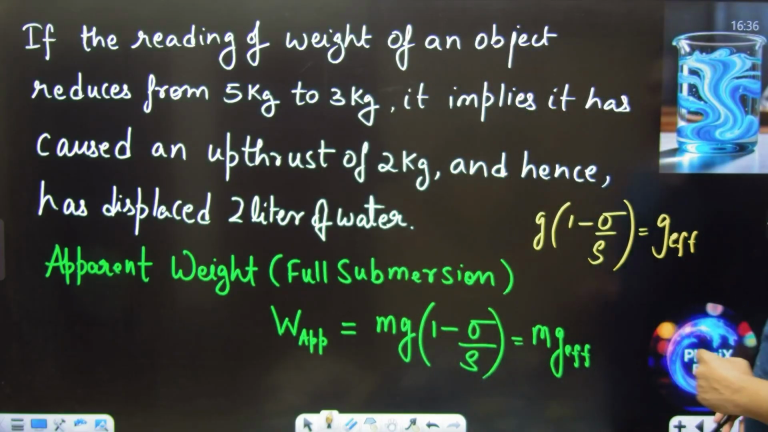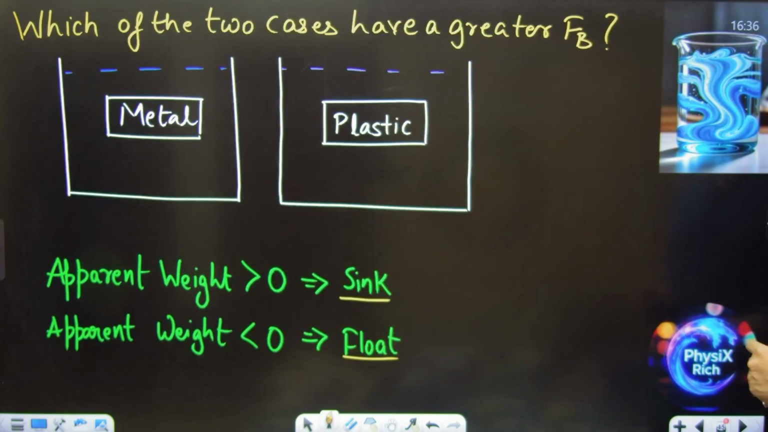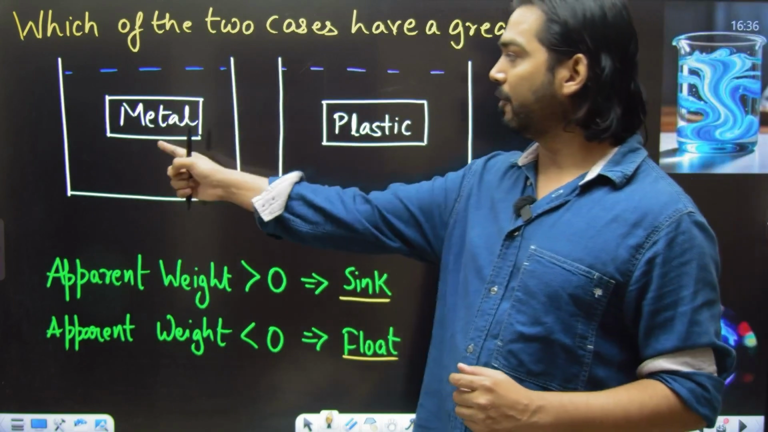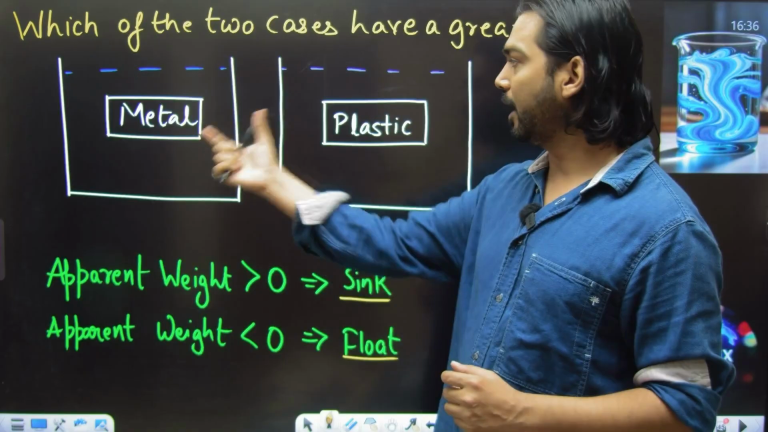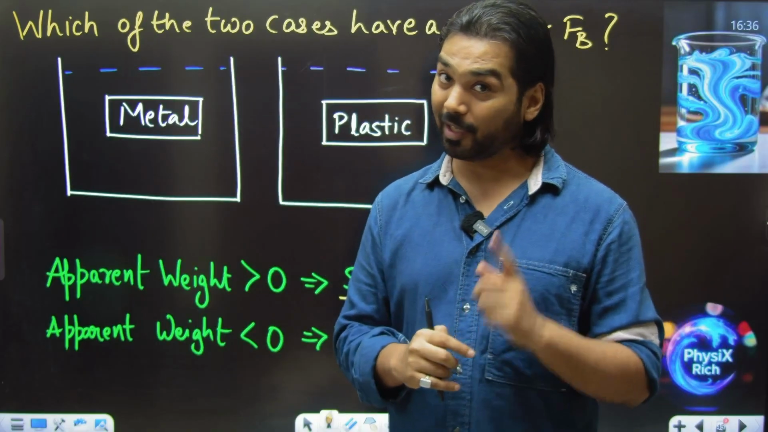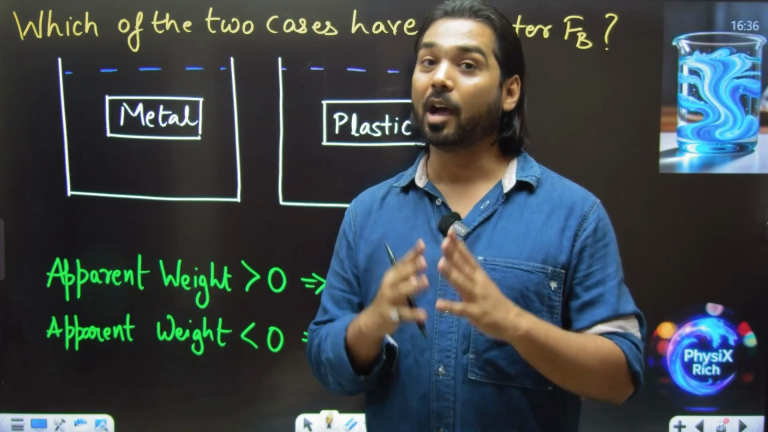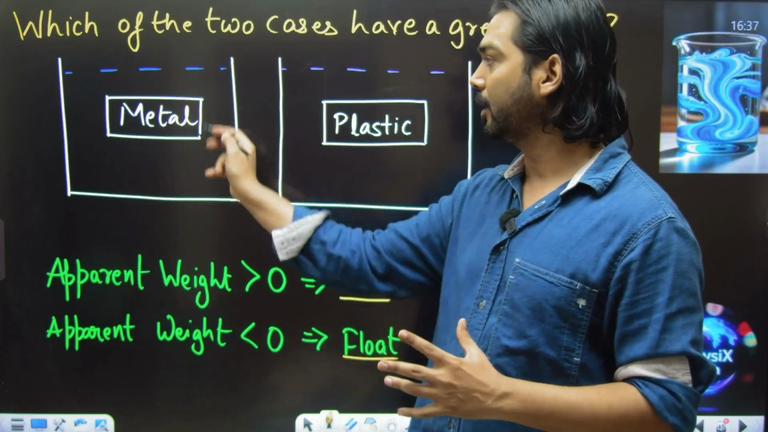But very importantly, guys, you must remember that if metal and plastic, these two different materials, have the same volume, the buoyant force will be equal because the buoyant force depends upon how much volume they are occupying in the fluid.